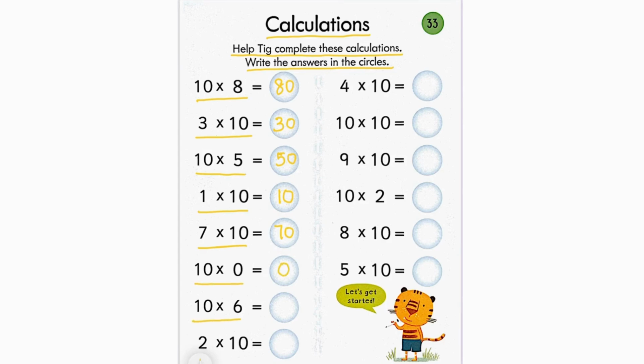10 times 6 equals 60. 2 times 10 equals 20. 4 times 10 equals 40. 10 times 10 equals 100. 9 times 10 equals 90. 10 times 2 equals 20. 8 times 10 equals 80. 5 times 10 equals 50.